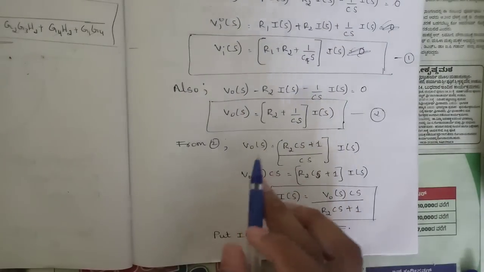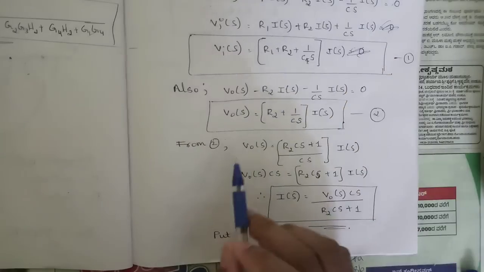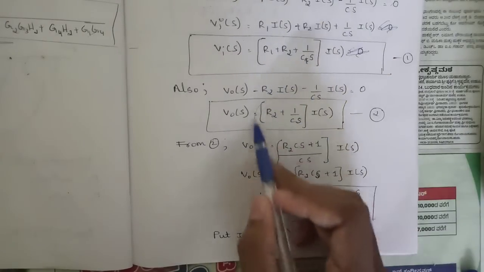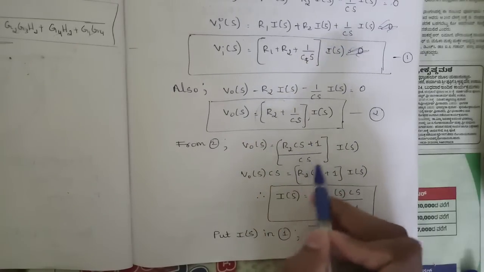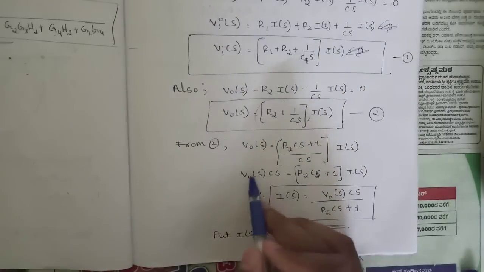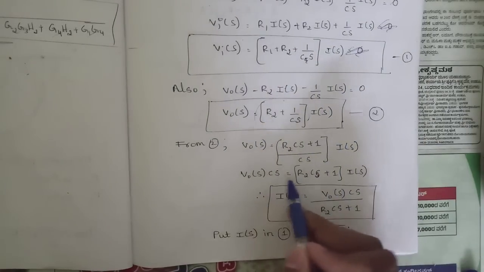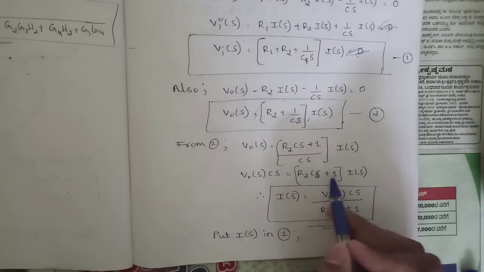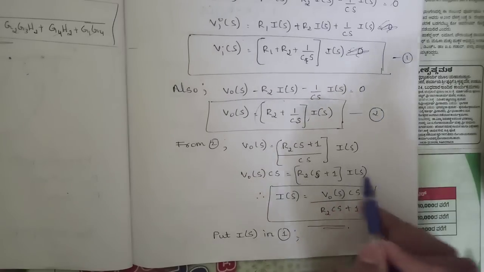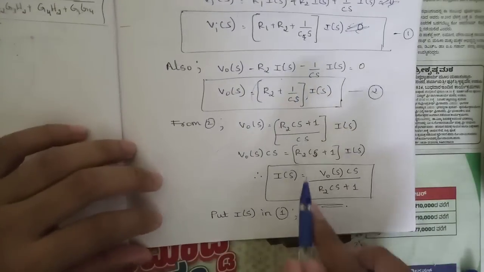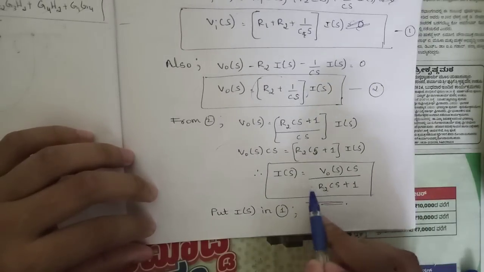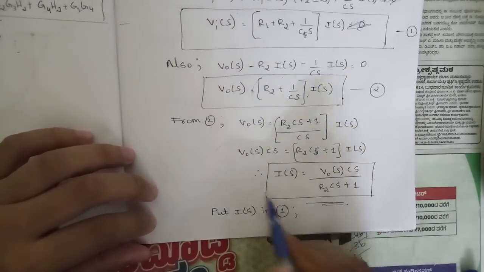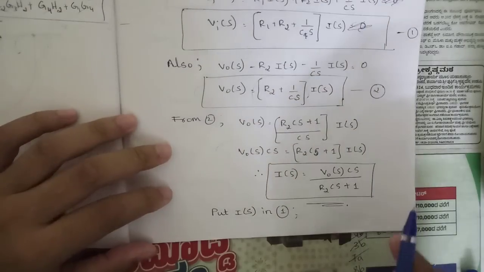Now from equation 2 we can compute the value of I of S. V naught of S is equal to, taking the LCM, R2 Cs plus 1 divided by Cs into I of S. So V naught of S into Cs is equal to R2 Cs plus 1 into I of S. From this we get the I of S value as V naught of S into Cs divided by R2 Cs plus 1. This is the value of I of S computed from equation 2.